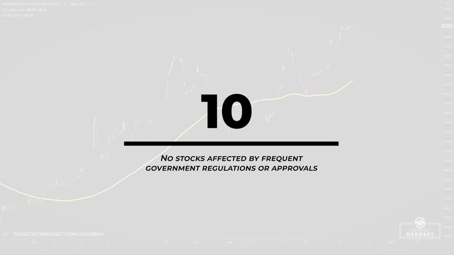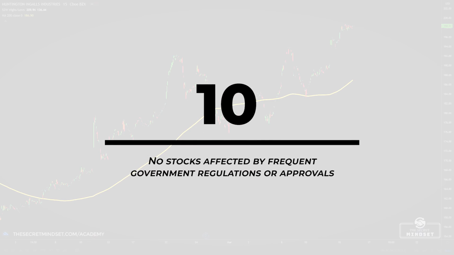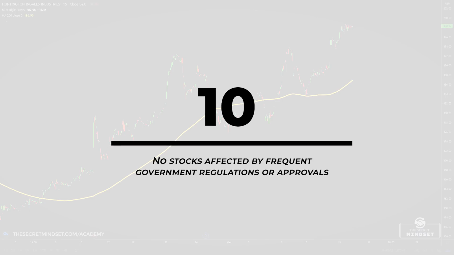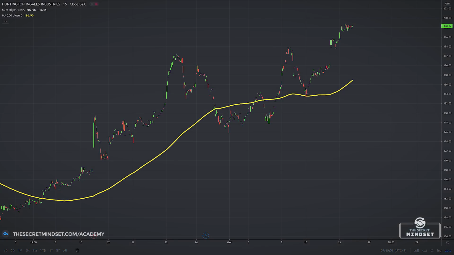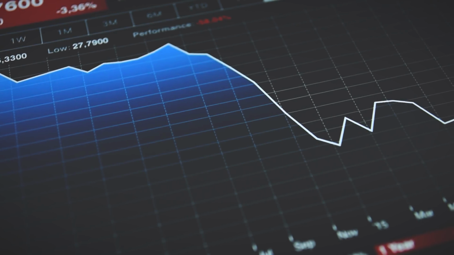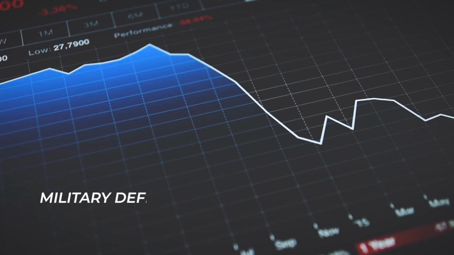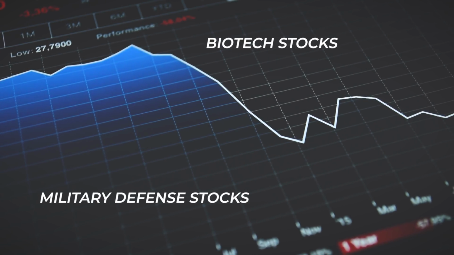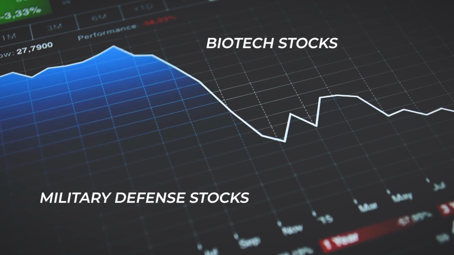Also, there must be no stocks affected by frequent government regulations. If the stock is affected by government regulations or approvals, I don't trade it. Great examples of stocks that usually are very risky to trade are biotech stocks and military defense stocks.